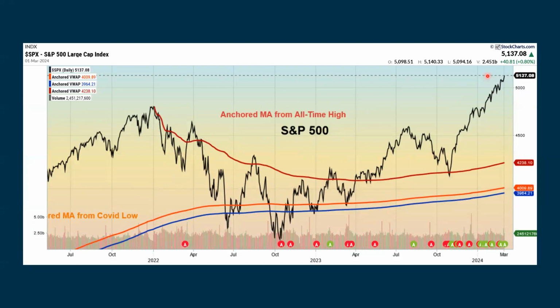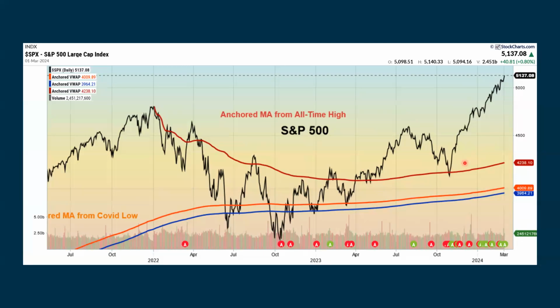Then this is where I like to demonstrate an anchored moving average, where most moving averages, you start from the current price and then work backwards. An anchored moving average goes to a previous price, in this case, the all-time high that we set back in 2022, and then projects it forward.